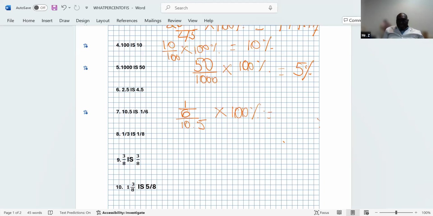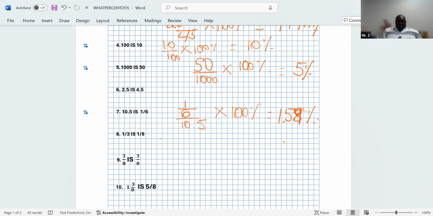So your answer, if they say record your answer to the second place after the decimal, it's gonna be 1.587. Since you have 7, this right here is gonna become 1.59%. All right. Okay, let's look at number 8.